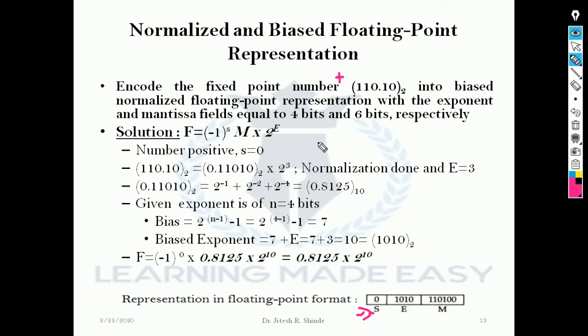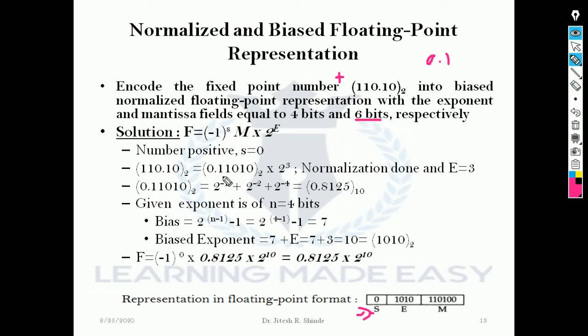Now let's normalize the number, meaning we have to bring the number into the form 0.1 something. So we need to shift the point by how many bits? 1, 2, 3. On shifting by 3 digits towards the left, we get 0.11010 into 2 to the power 3. The normalization process has been done. This is my mantissa part. How many bits are allocated for the mantissa part? 6. 1, 2, 3, 4, 5, 6.